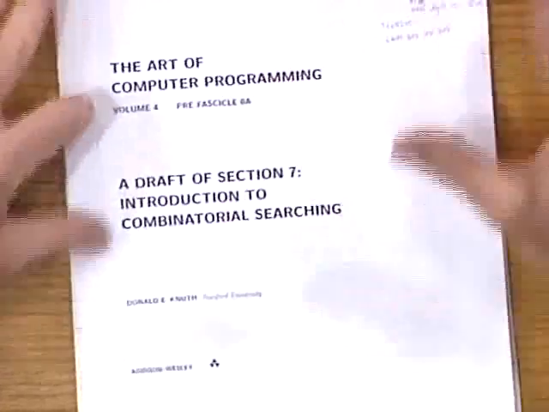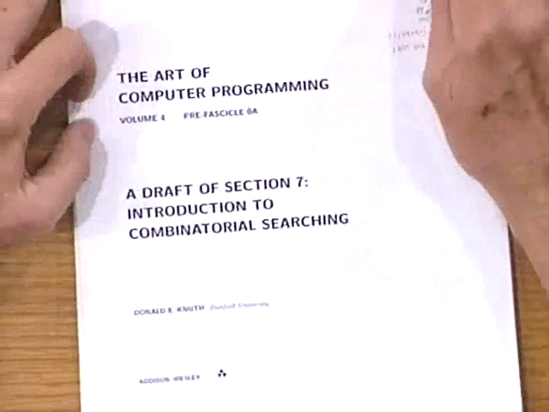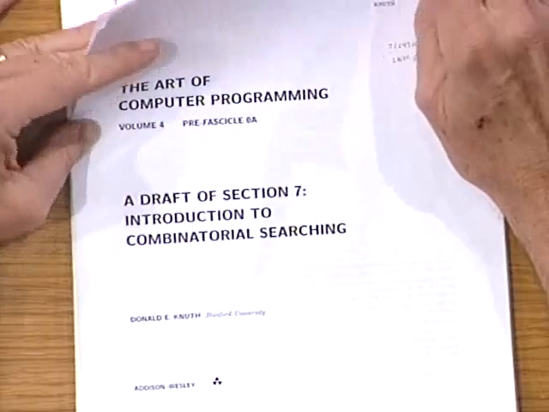Anyway, let's put it up on the screen. You can download it very easily if you go to my home page and then go to the news page. At the top of the news page, it tells you how to get preprints. Here we go. So at the top of the news page, it'll tell you how to get pre-fascicle 0A. And there's also 0B, 0C, and 1A that are available now.